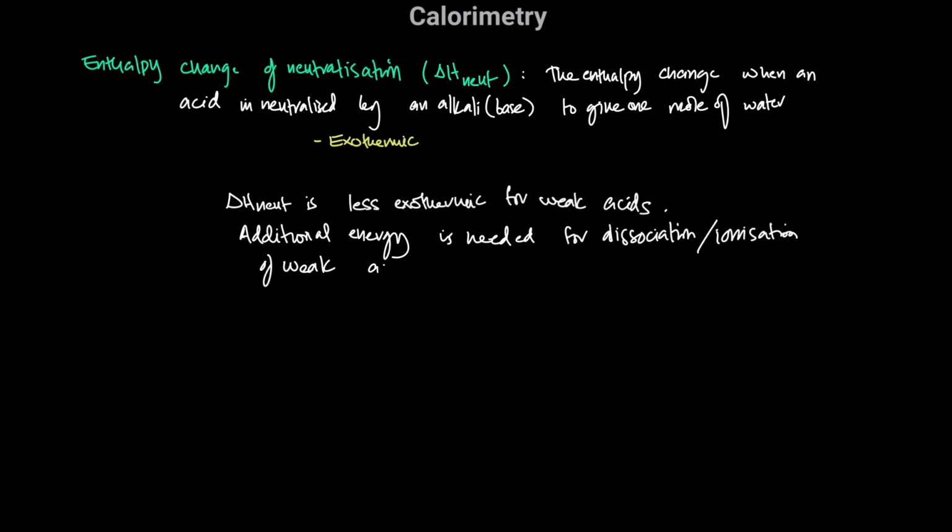Because additional energy is needed for the dissociation or ionization of weak acids, it explains why its neutralization is less exothermic, and also explains why weak acids react slower than the strong acids. Because again, you would need energy to dissociate, higher activation energy, which would mean a slower rate of reaction. For the same concentration of acid, if you had, let's say, 1 mole per dm cube ethanoic acid versus 1 mole per dm cube hydrochloric acid, ultimately all of the weak acid would react, but it would react at a slower rate, so the rate of reaction for weak acids is slower.